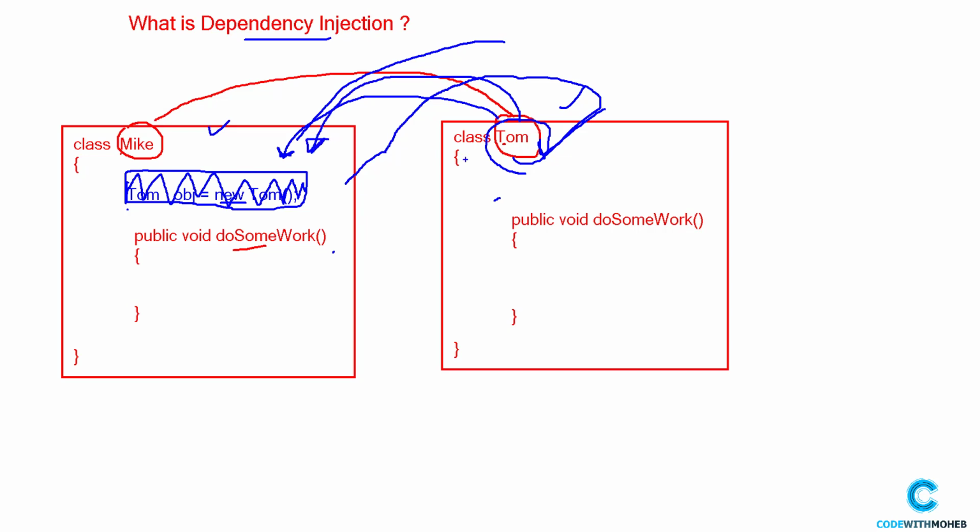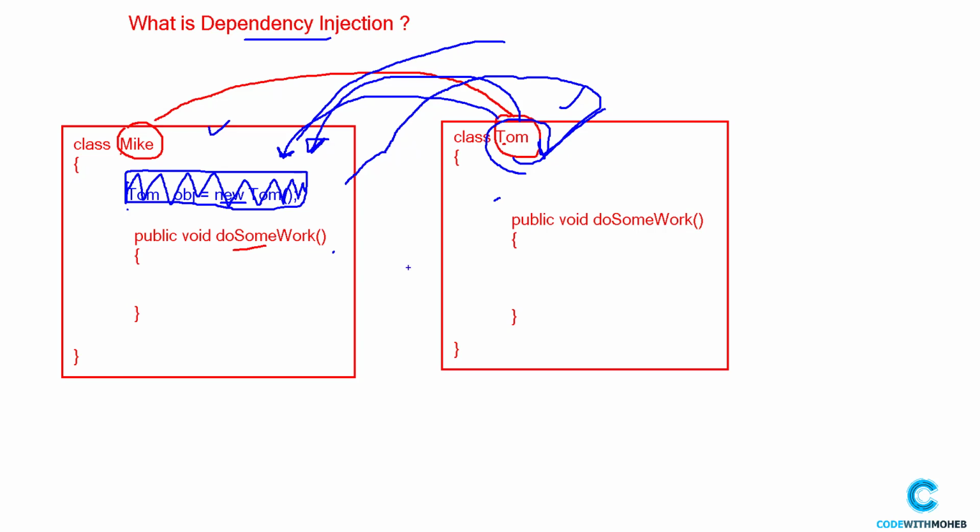And this is called what? This is called dependency injection. Or this complete process is also called IOC, inversion of control.